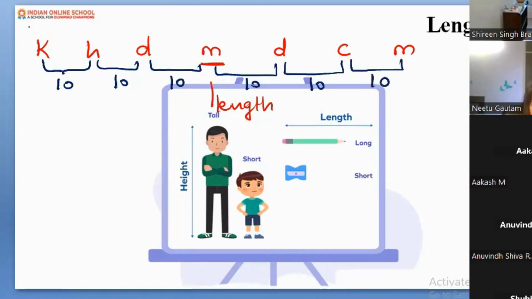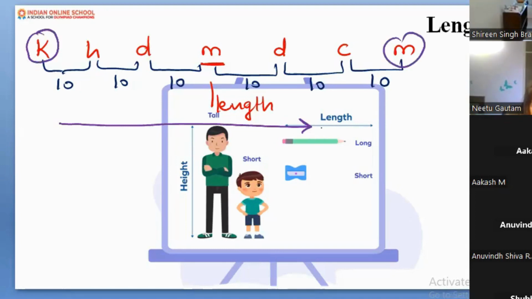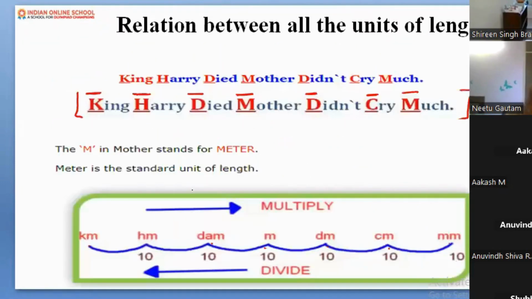Now, one more thing that we need to keep in mind is that when we are moving from left to right, from the biggest unit to the smallest unit, we need to multiply. And whenever we are moving from right to left, which means from a smaller unit to a bigger unit, we need to divide. So we need to learn King Harry died, mother didn't cry much.